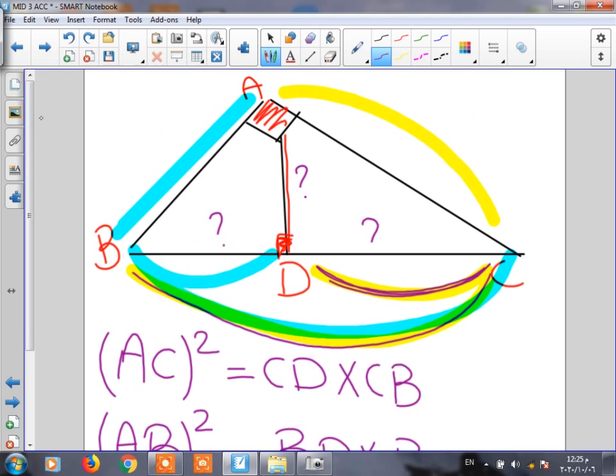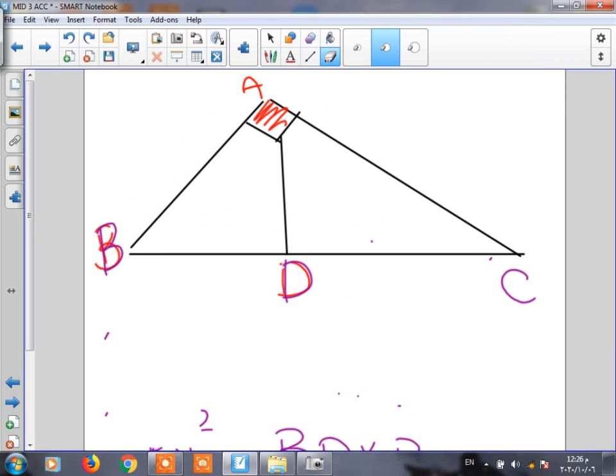But I have also another two rules. Okay? First of all, you have to understand this thoroughly. If I want AC squared, I will make CD times the total, which is CB. And if I want AB squared, I will make BD times BC. Okay, what is the other two rules? The other two rules are related to the height AD. We have two rules for this height.